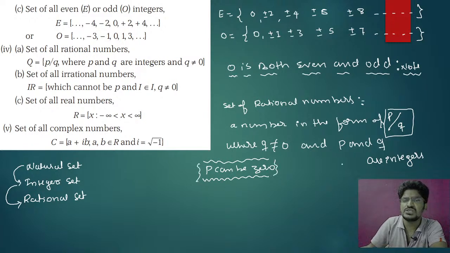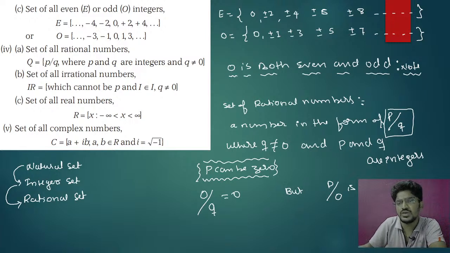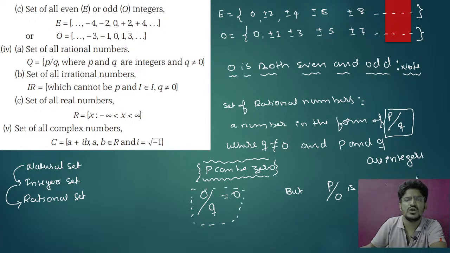If p becomes 0, because we know that 0 by q is equal to 0. But you see, p by 0 is not defined. So that's why we say q cannot be equal to 0. But p can be 0 because 0 by q is equal to 0.